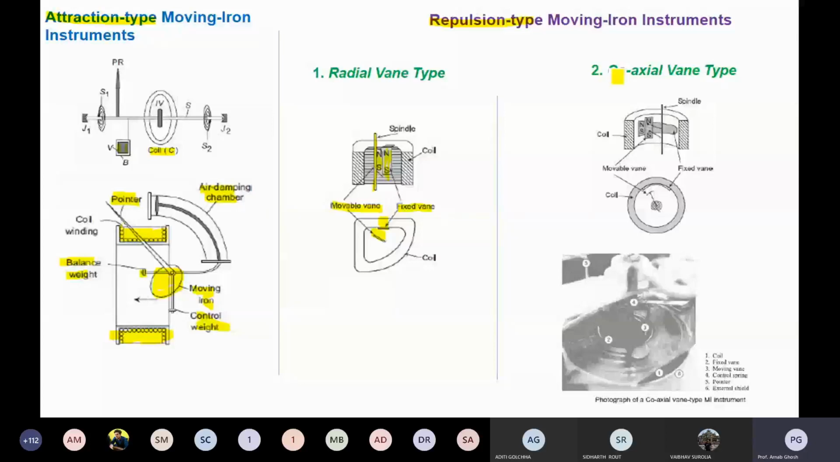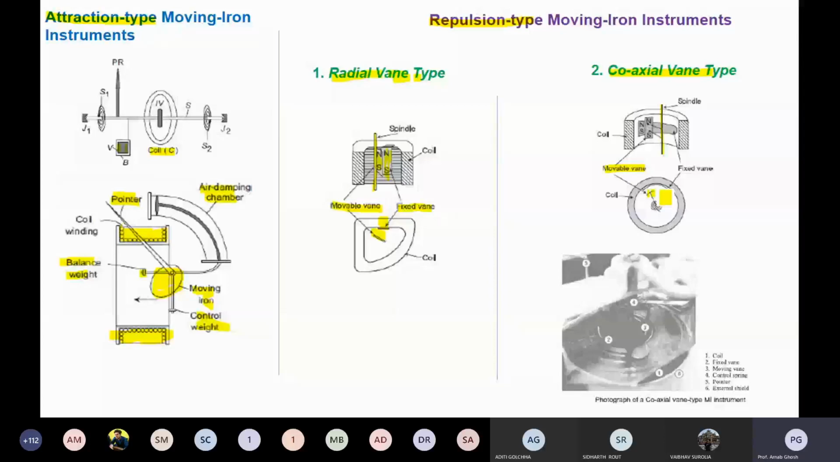The next one is called the coaxial vane type. Coaxial vane type means it looks like what? It looks like a cylinder. So you can see the cross sectional area. If you see the spindle is there, and the moving iron or the movable vane is connected in the radial position. Radial position means it is rotating in a cylindrical path or circular path.